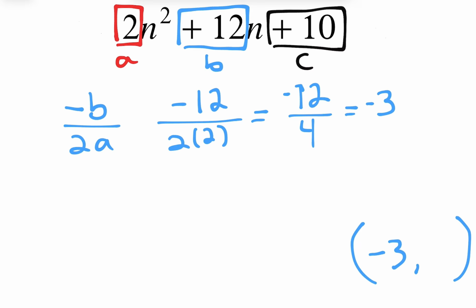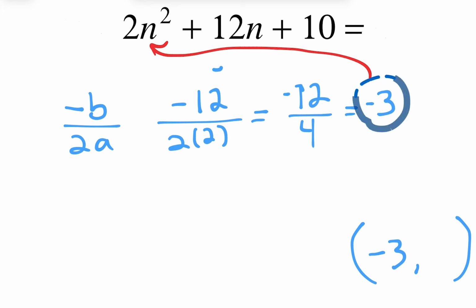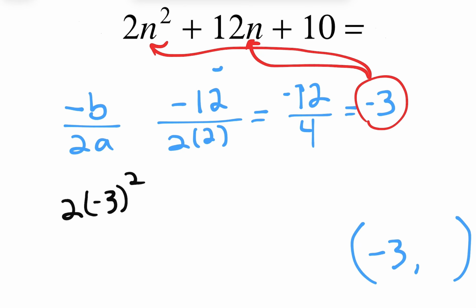So that negative 3 gives us our x value, but in order to find our y value, we need to go back in and replace our n with what we know. So we know that we have negative 3 here for the x value, so we'll go plug it back in to see what comes out. So if we rewrite this formula, we get 2 times negative 3 squared plus 12 times negative 3 plus 10.